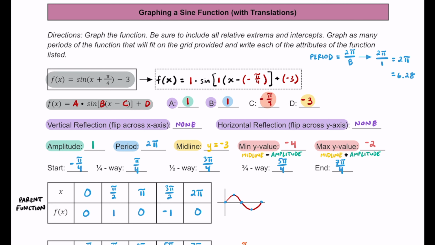And when that's the case, it's really helpful to know just what the original 5 points are for the parent function. And then you can just go ahead and move the x values left or right depending on the value of c, and then move these y values up and down depending on the value for d.